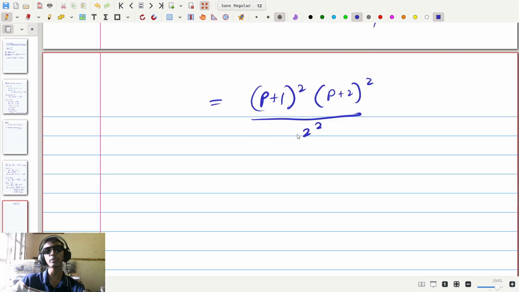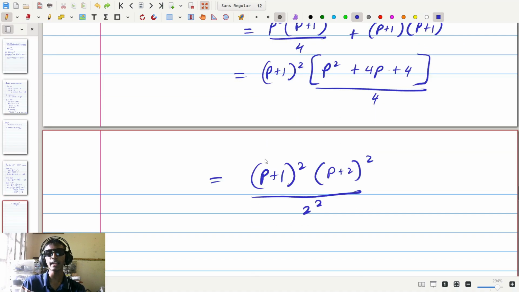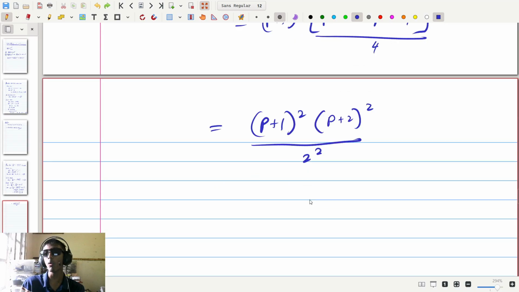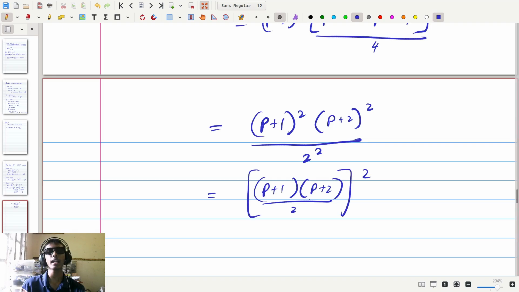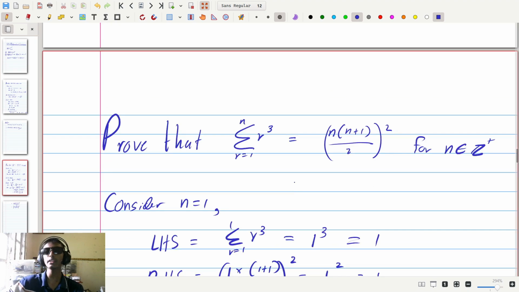Now at this point we can see we have (p+1)² times (p+2)² divided by 2². We can see that that whole thing is equal to just (p+1) times (p+2) divided by 2, whole thing squared. So I'm going to write that directly as ((p+1)(p+2)/2)². And now we're almost at the solution, but we're not quite there yet, because for our solution we need the form (n(n+1)/2)².